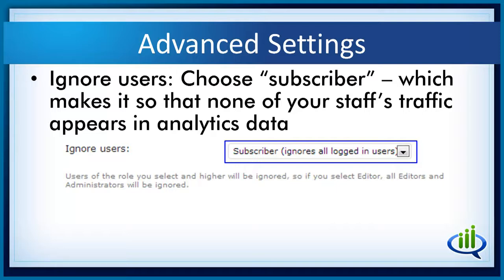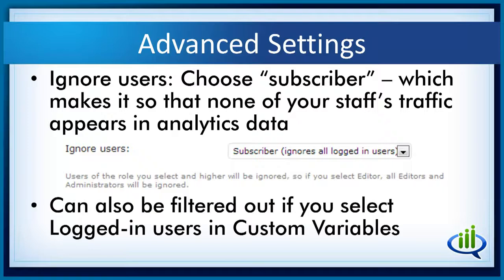Okay, by the way, if you don't want to check this, you can also filter them out if you select the logged in users in custom variables. So if you do that, you can set up filters in Google Analytics to be able to do that. It's a little more complex, and I believe it potentially fouls up my data, so I just select this subscriber, which ignores all logged in users.